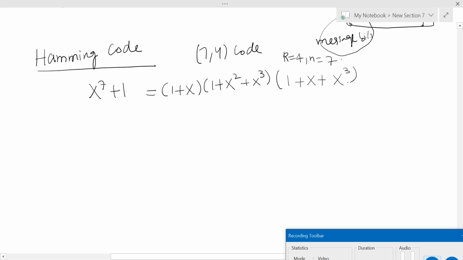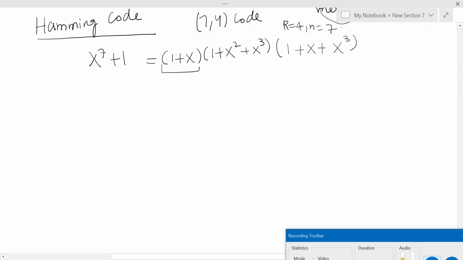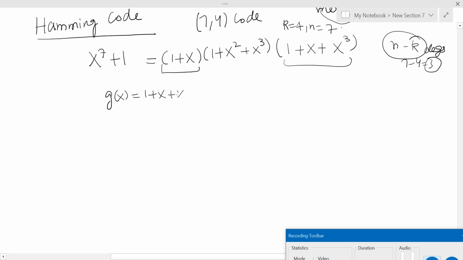Okay, so one factor is always 1 plus x, which is not directly of any use. So you can choose any of n minus k degree, that is 7 minus 4, a 3 degree polynomial, as the generator polynomial, any of these two. Suppose I pick up this one, 1 plus x cubed, so I get g of x is equal to 1 plus x cubed. Now this is your generator polynomial.